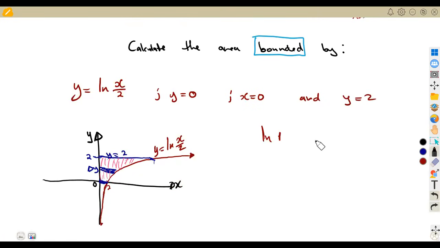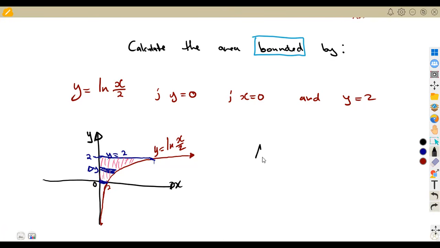Let us find our integral. Remember, this time the area is with respect to y. So it means that we must have our function as x is equal to, because this is y is equal to ln x, but here the representative strip is with respect to y.